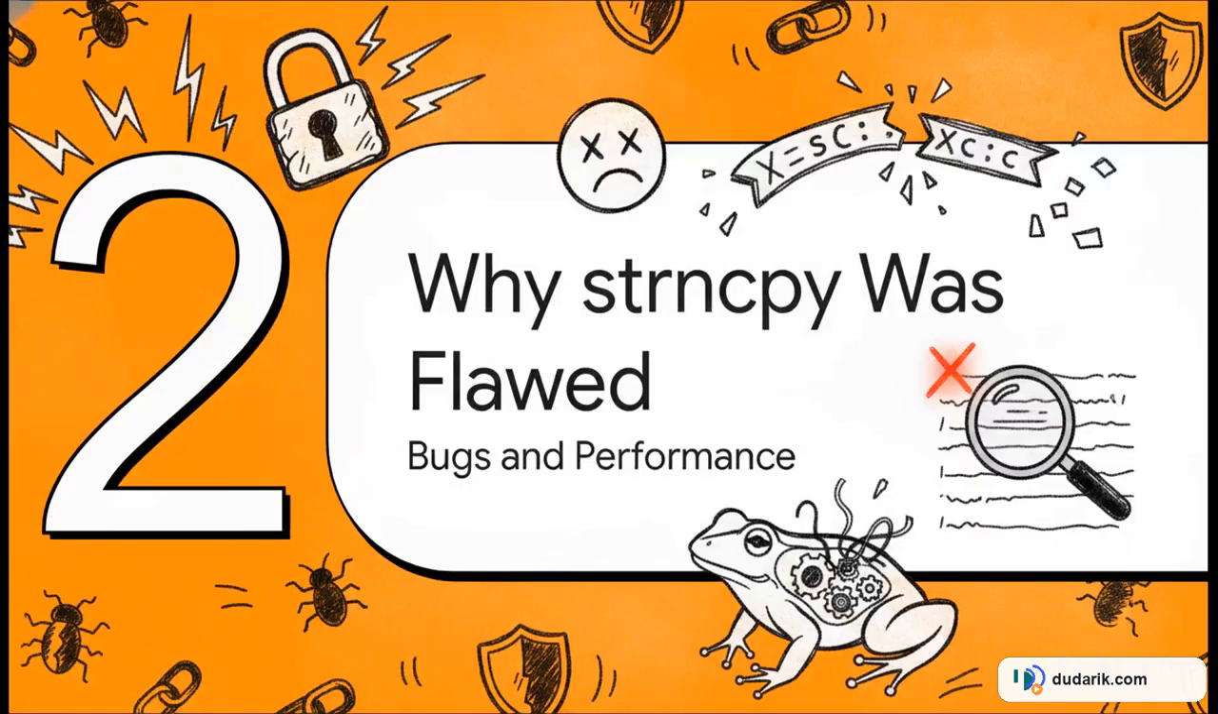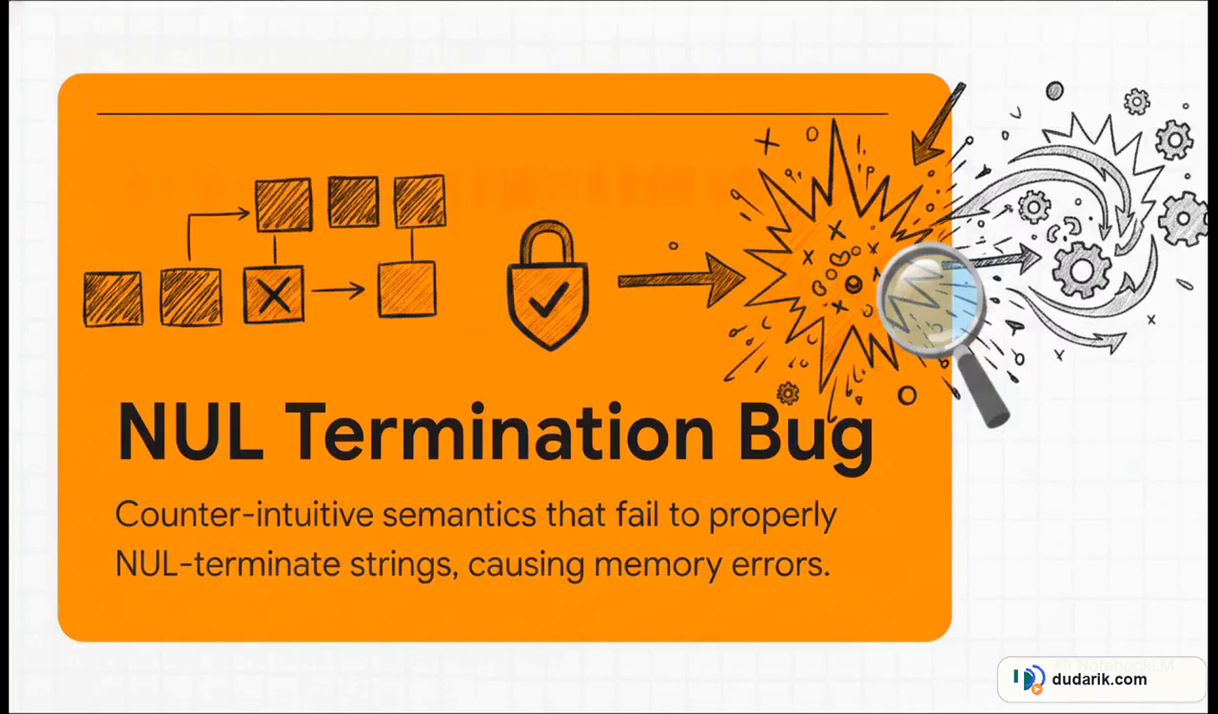Section 2. Why strncpy was flawed. Now, you might be wondering, what's with all the hostility towards a standard string function? Well, the biggest culprit here is the null termination bug. strncpy just has these incredibly counterintuitive semantics. See, if the source string perfectly fills or even exceeds the destination buffer, strncpy actually doesn't automatically append that absolutely crucial null terminator. That means the next time the kernel tries to read that string, it just keeps reading straight off into memory. It's like a runaway train, creating massive security vulnerabilities and system crashes.